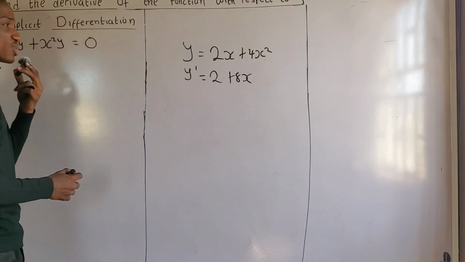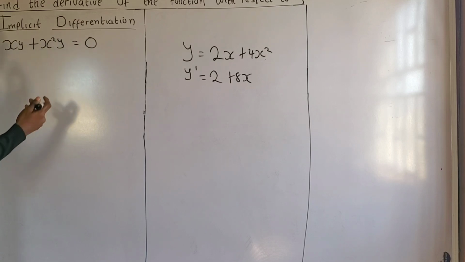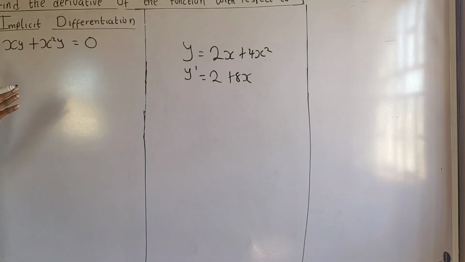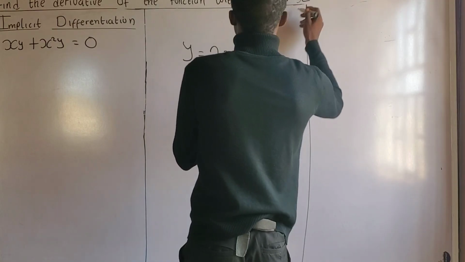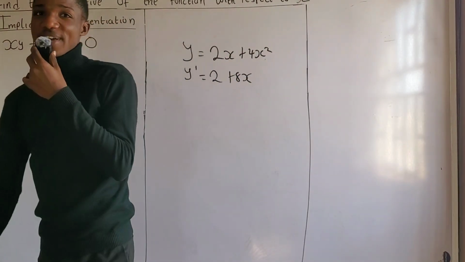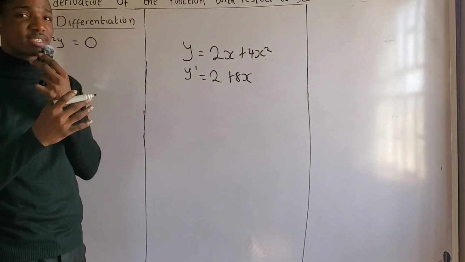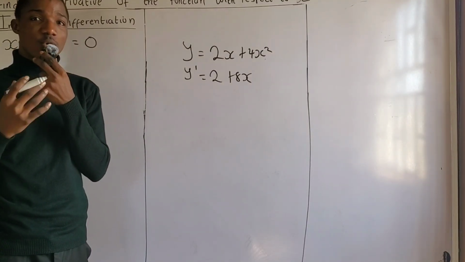But let's consider the question that we have on the board. xy plus x squared y equals 0. How do we find the derivative of this function? This kind of function that you see on the board is called an implicit function. Are you getting it? And in this function, we are going to be differentiating y with respect to x. Do you understand? We are looking for the derivative of y with respect to x. In that case, that means that y is an implicit function of x.